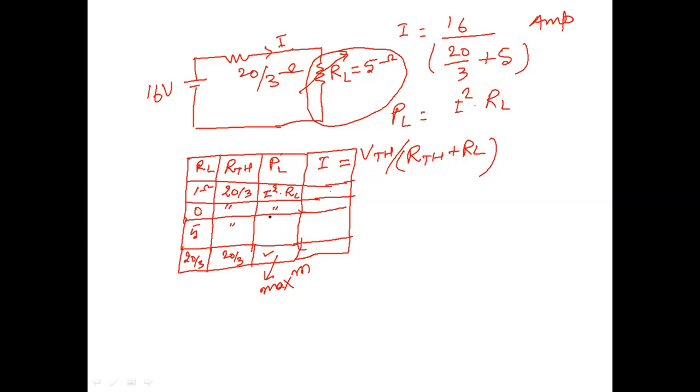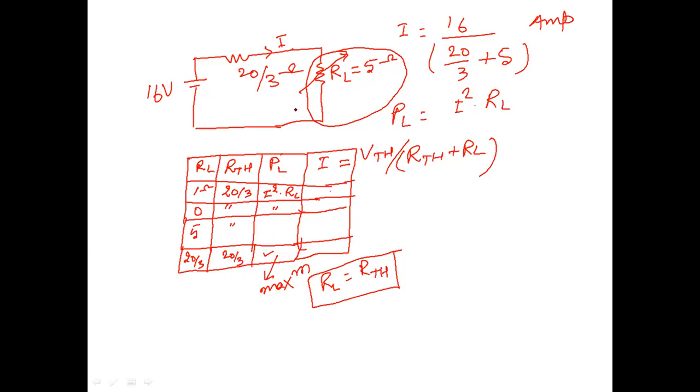Once we calculate, you will see that the value of power for this case will be maximum. Maximum power will be obtained when the load resistance is equal to Thevenin resistance. Only in this condition do we get the maximum power. You can calculate this and verify this. When the load resistance becomes 20/3, equal to Thevenin resistance, then the power available in the load will be maximum.